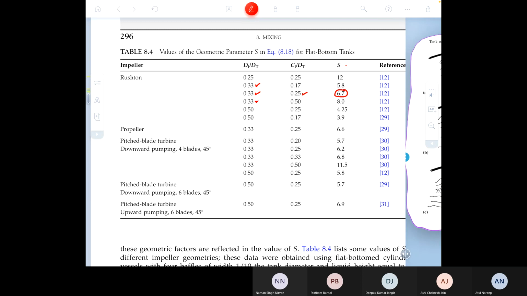Now, you can see that actually this is just a table, so many values are not given. Supposing I asked you for some Ci over dt or some di over dt, which was not in the table, how would you calculate it? And for that, people have provided some empirical relations, and those are as follows.